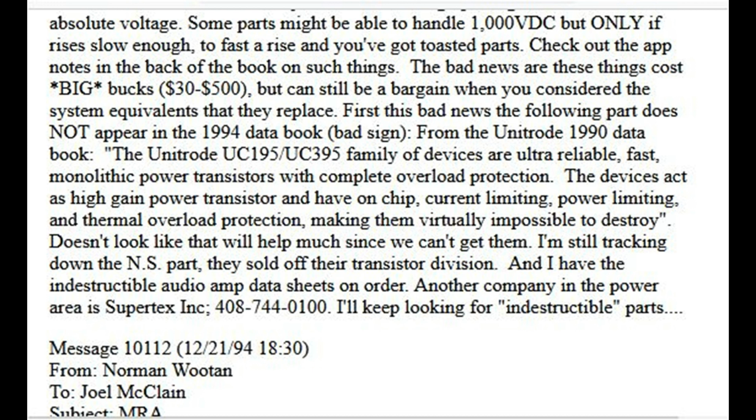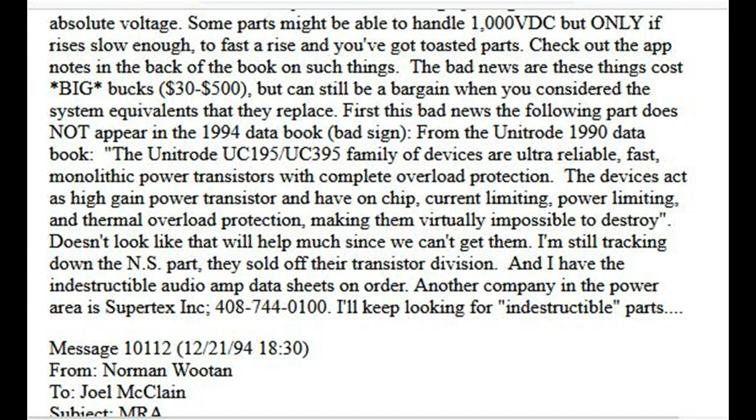First, some bad news: the following part does not appear in the 1994 data book, a bad sign. From the Unitrode 1990 data book, the UC195/UC395 family of devices are ultra-reliable, fast, monolithic power transistors with complete overload protection. The devices act as high-gain power transistors and have on-chip current limiting, power limiting, and thermal overload protection, making them virtually impossible to destroy. Doesn't look like that will help much since we can't get them.